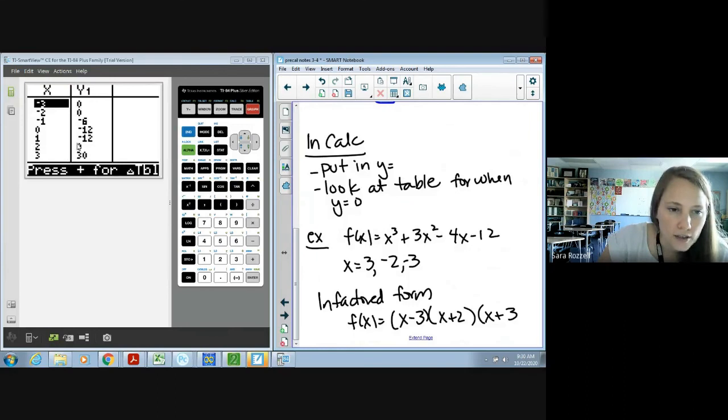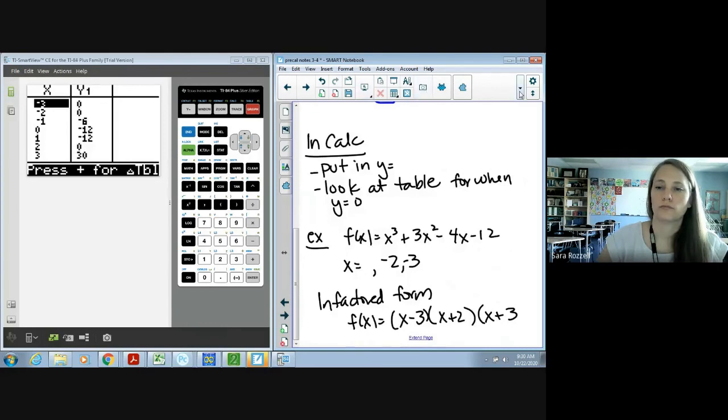Oh, I wrote a 3 down. It was a positive 2. Nobody told me. This was a positive 2. The roots were 2, negative 2, and negative 3. So that should be a 2.